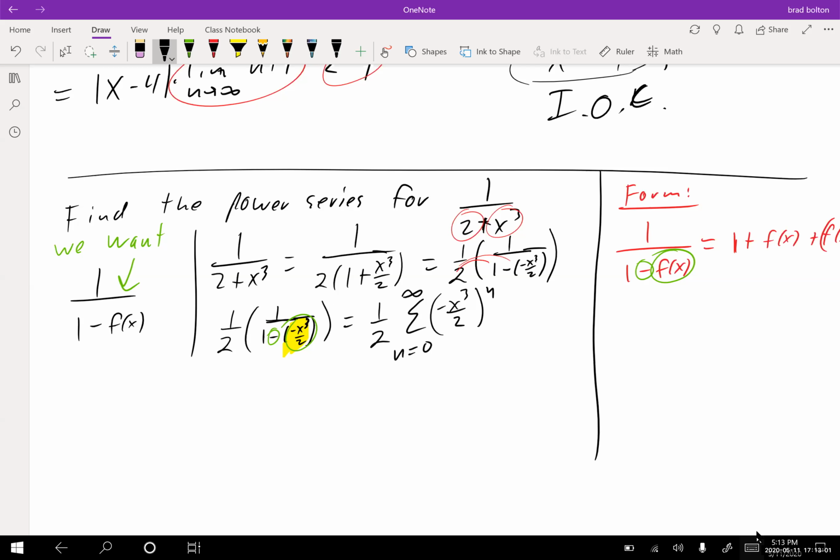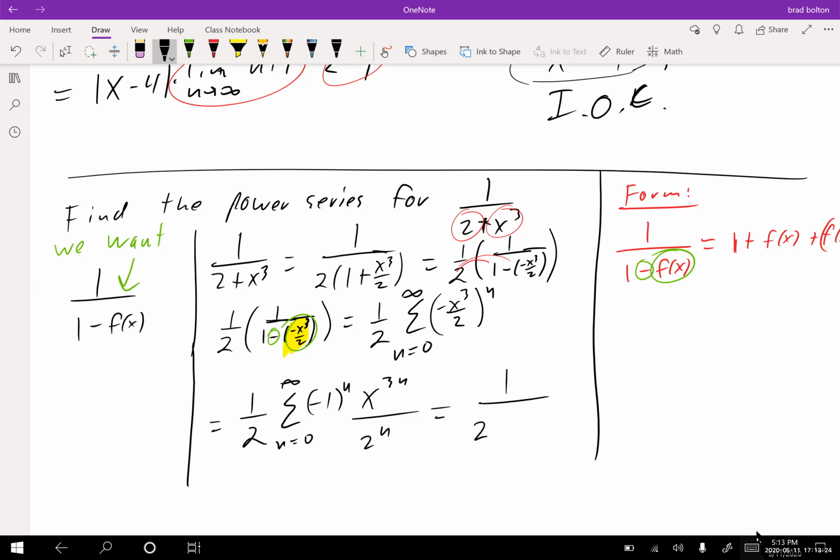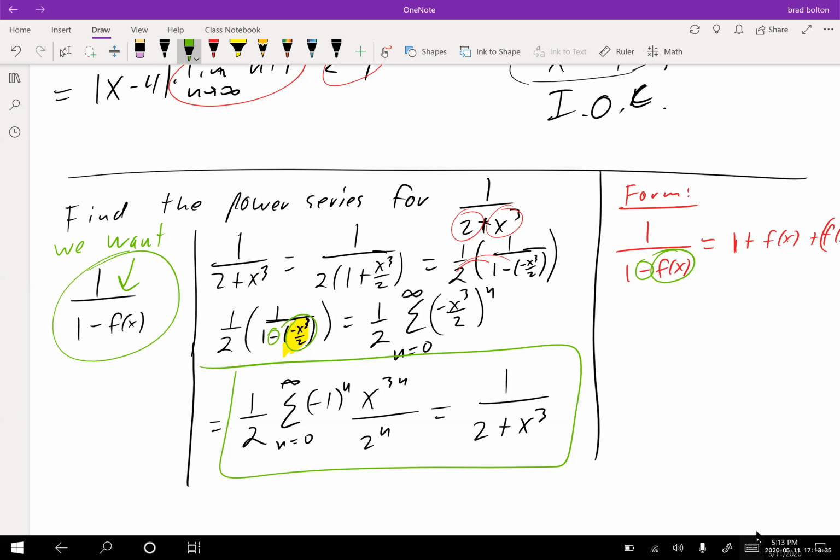Okay, so now let's clean this up, and I will ask you guys, in general, to clean up your summations. Don't leave it like this. So this would be 1/2, the sum from n equals 0 to infinity of negative 1 to the n, x to the 3n, all over 2 to the n. And we now know that this is equivalent to 1 over 2 plus x cubed. We know that these two things are identical. So we have a function and we found its series representation, all by converting it to 1 over 1 minus f of x. So it has to be identical to that. It must be the same, okay?